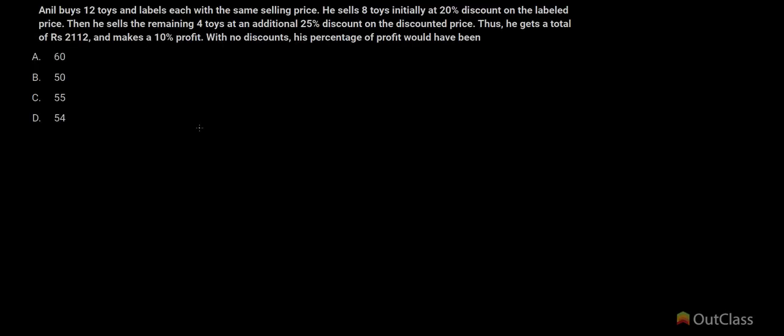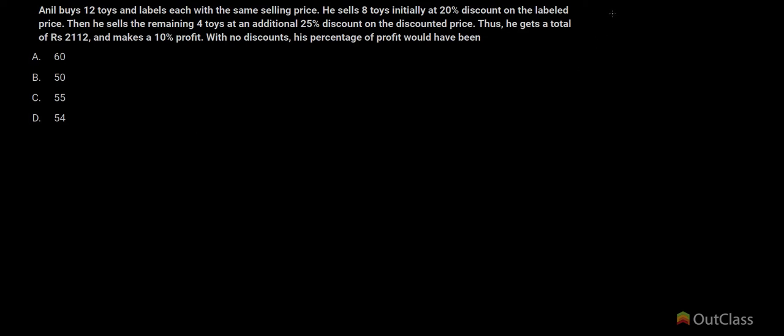Anil buys 12 toys and labels each with the same selling price. He sells 8 toys initially at 20% discount on the label price. Then he sells the remaining 4 toys at an additional 25% discount on the discounted price. Thus he gets a total of rupees 2,112 and makes a 10% profit. With no discounts, his percentage of profit would have been which of these numbers?